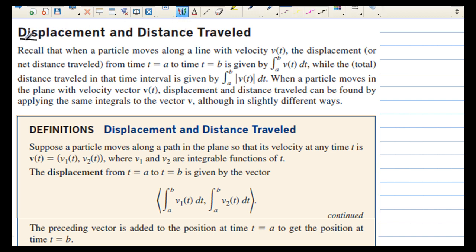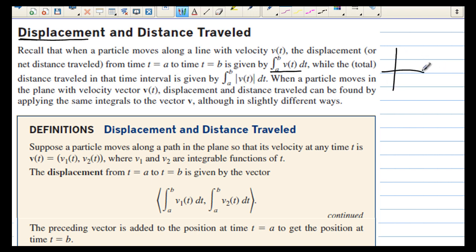to vectors. Displacement. Recall that when a particle moves along a line with velocity v of t, the displacement or net distance traveled from time t equals a to t equals b is given by the integral. Meaning, remember when we took the integral, we didn't find position, we found the displacement, how far the object traveled. While the total distance traveled in that time interval is given by the absolute value of the function.